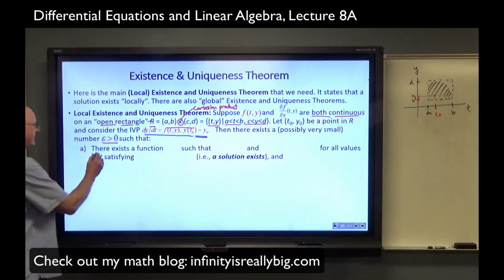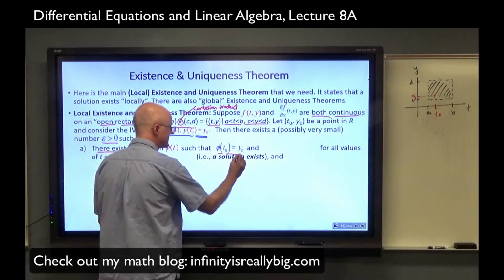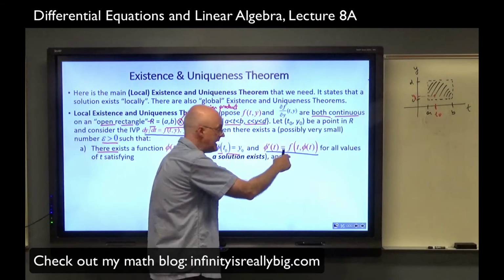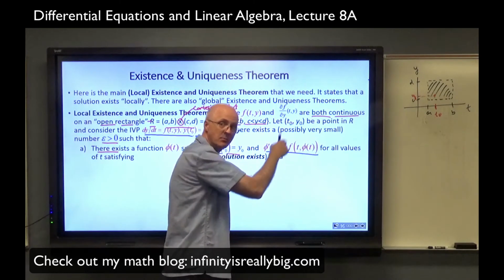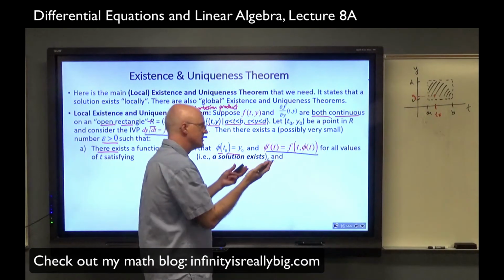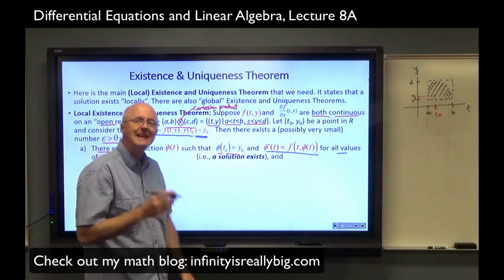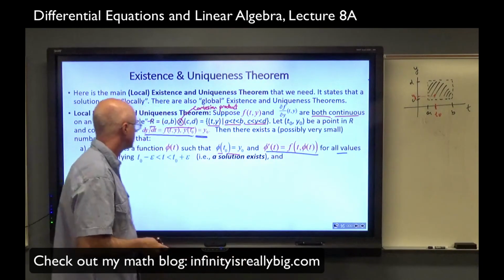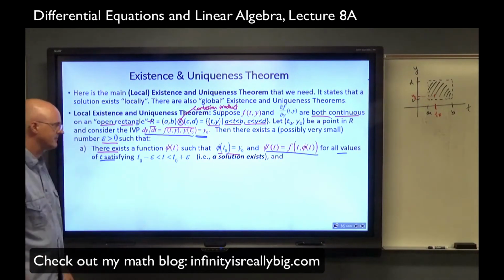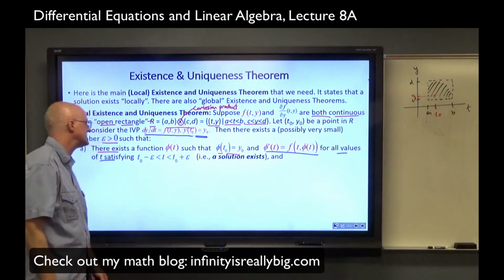There exists a function phi of t so that the initial condition is satisfied and the differential equation is satisfied: phi prime of t equals f(t, phi of t). Replace y with phi of t on both the left and right hand sides and simplify. As functions of t, these are going to be the same, for all values of t in some tiny interval, between t0 minus epsilon and t0 plus epsilon. So a solution exists. And again, epsilon could be microscopically small in general.